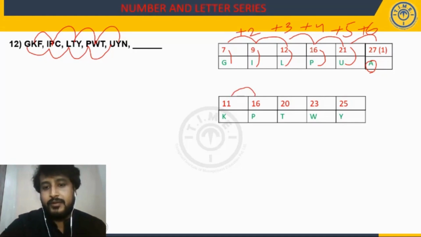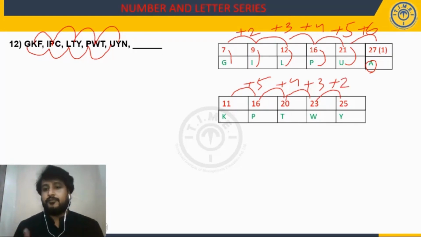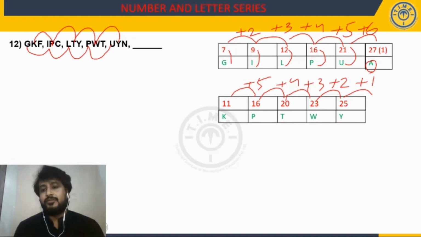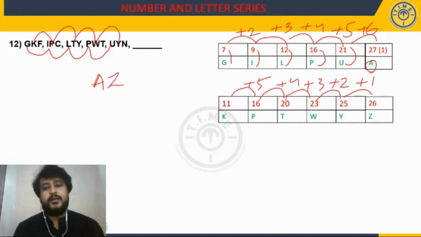Now identify the logic. 11 to 16 is plus 5. 16 to 20 is plus 4. 20 to 23 is plus 3. 23 to 25 is plus 2. Now observe the pattern: plus 5, plus 4, plus 3, plus 2. It is coming in decreasing order. So next will be plus 1. So 25 plus 1 is 26. Which letter has place value 26? Z. So my second letter will be Z. So far what is our answer? A, Z. Now we need to find the third letter.